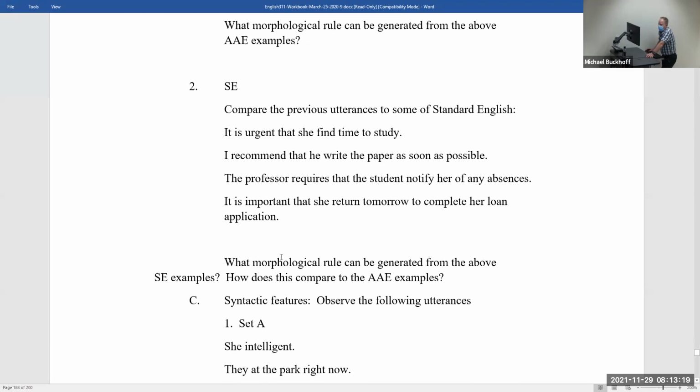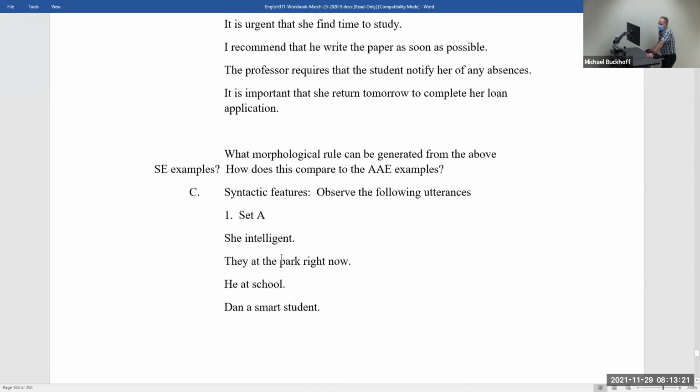And then we have another one, syntactic features. The be verb, interesting enough, the be verb is used in African American English, but it's used for a certain purpose. Notice how here, she intelligent, they at the park right now. He at school, Dan a smart student. So in African American English, when you have the be verb as the main verb in there, it's often omitted, as you can see in those examples.